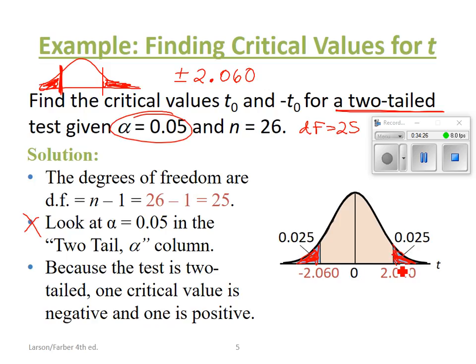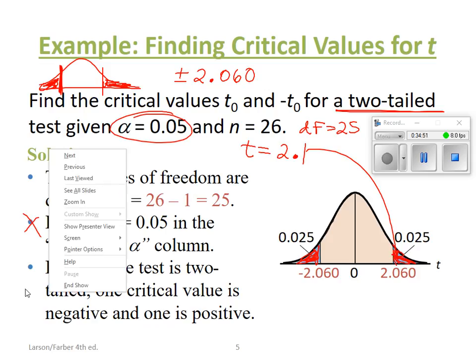So what if we figured out that our t-score, our test statistic, was 2.1? Do we reject or fail to reject the null? Fail to reject. No, reject. We reject, don't we? Because it falls just right in here somewhere. So we would reject the null, same as what we were doing.